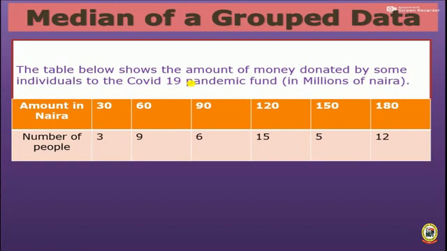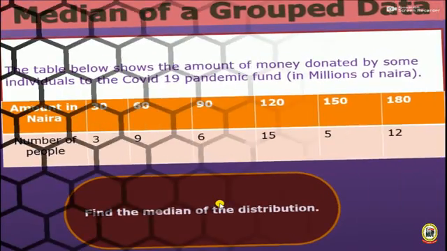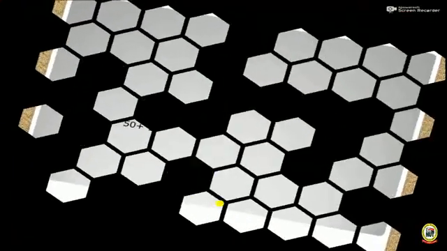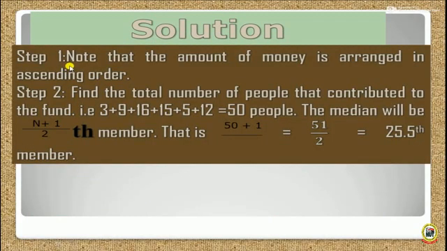So we're going to calculate the median. Remember when we treated in our previous class when we looked at median of ungrouped data, we simply said that median is the number at the middle after you must have arranged either in ascending order or in descending order. But here in this case, we're going to be taking another approach entirely. So the question, like I said earlier, is to find the median of the distribution. Solution. Note that the amount of money is arranged already in ascending order.